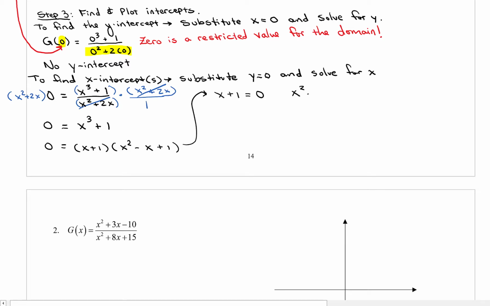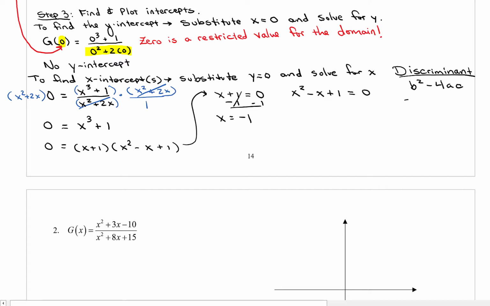X plus 1 equal to 0. That's an easy one to solve. The second one is a quadratic, and I'm going to have to think about that one for a little bit. For my first solution here, we're going to get x equal to -1. So that's going to be one of my X-intercepts. Possible X-intercepts. I don't know if there are any more. We're checking to see if there are more.